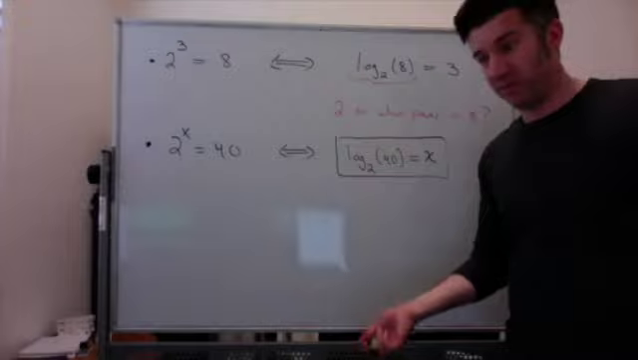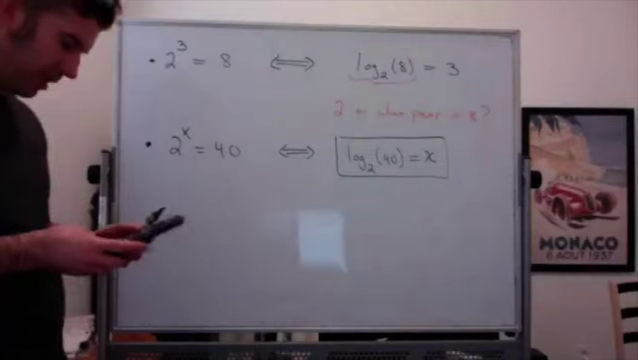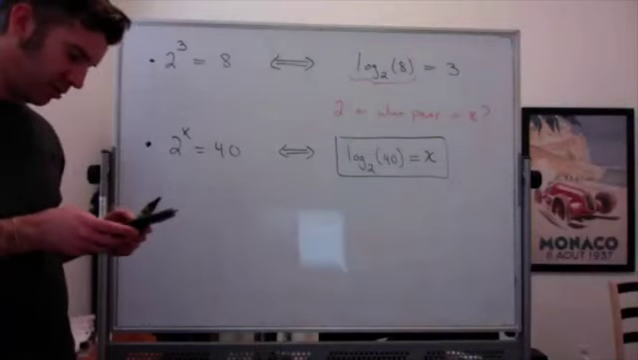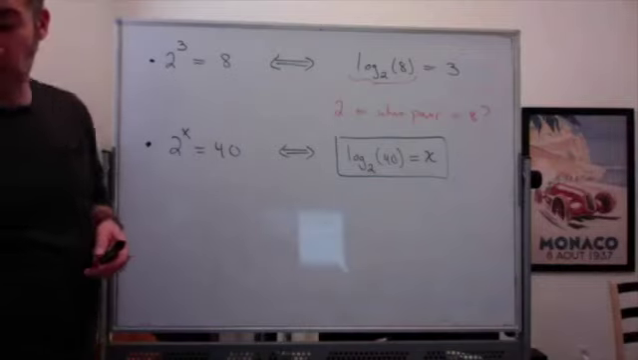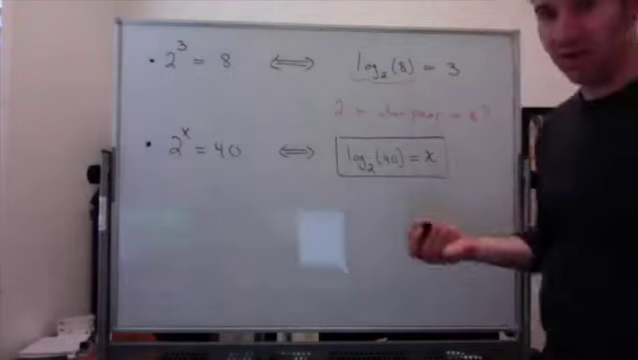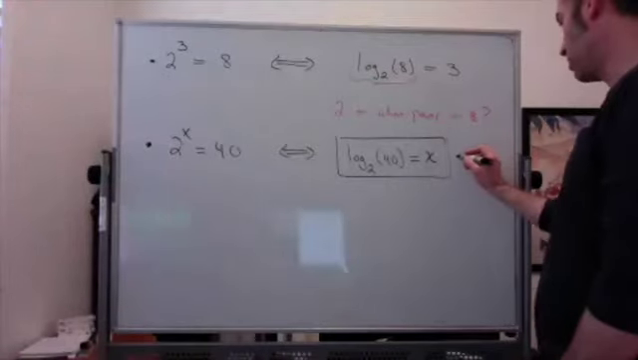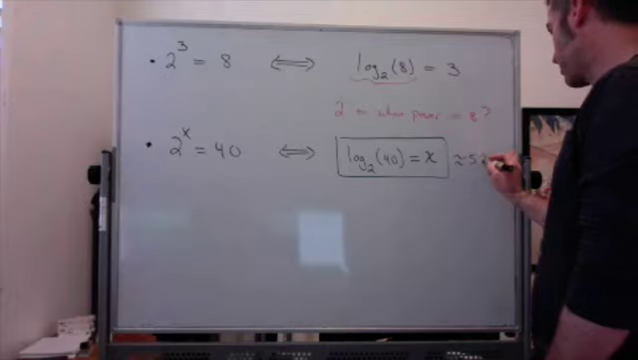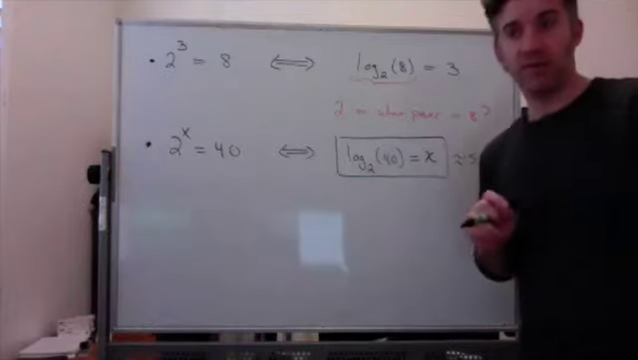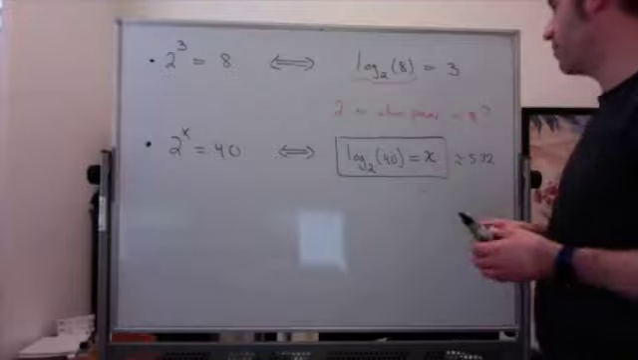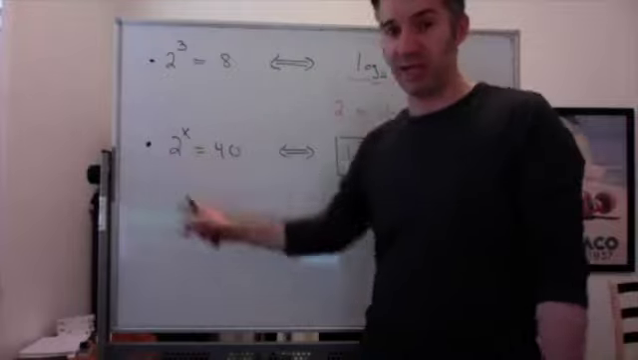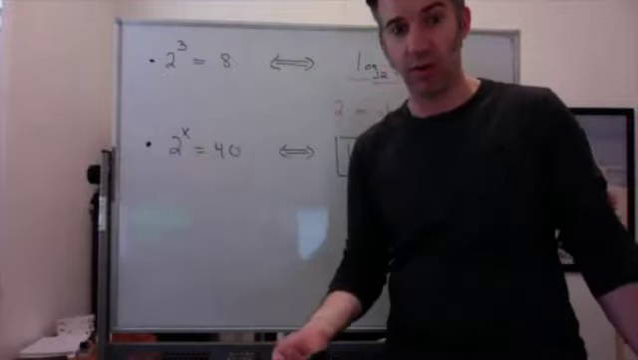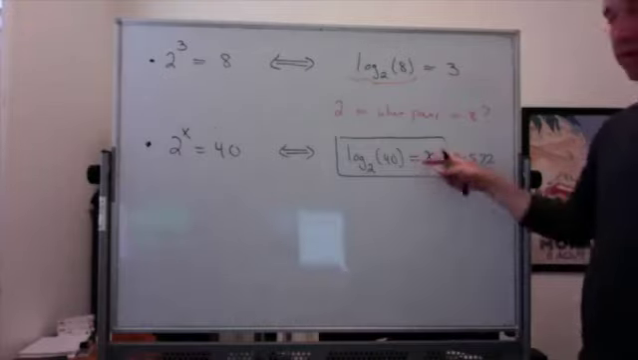It's a number between 5 and 6. If I use a calculator to find it, I would get that it was approximately equal to 5.32. I don't need to know that. I don't expect you to tell me that, but I'm just telling you that it is some number between 5 and 6, closer to 5. But this is what we actually care about, that if you're trying to solve an exponential equation like this, where the answer isn't a nice integer number, you're usually going to need a logarithm to express your answer.